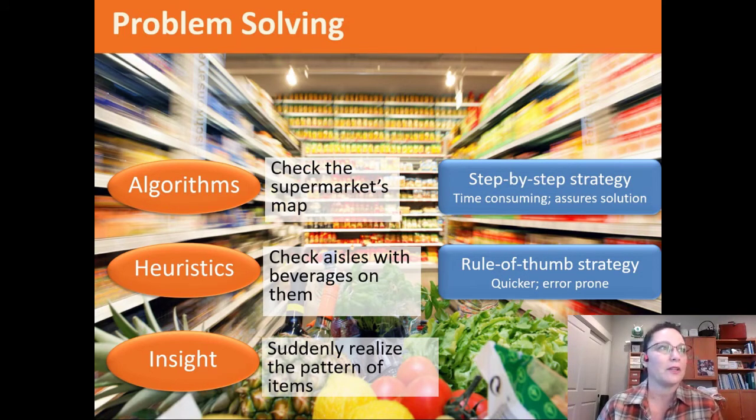So maybe I use my heuristic, I check all the places where beverages would be, I've checked the produce section, I'm like, okay, that's ridiculous, I'm going to go ask somebody, and I go back to an algorithm. Where's your apple juice? So it's quicker when you're right, when your logic makes sense. It can be error prone, though, when you do it wrong.